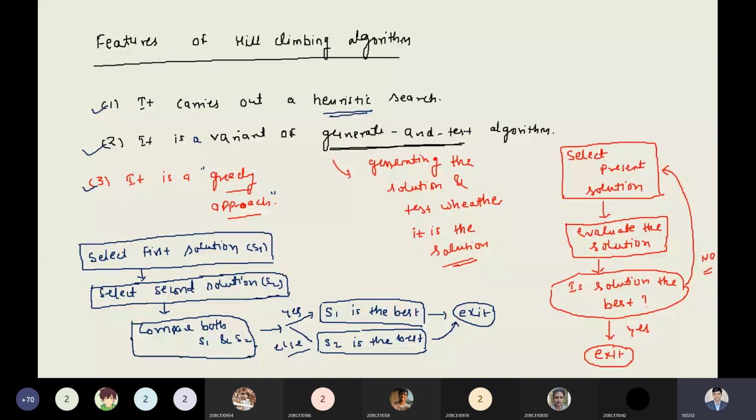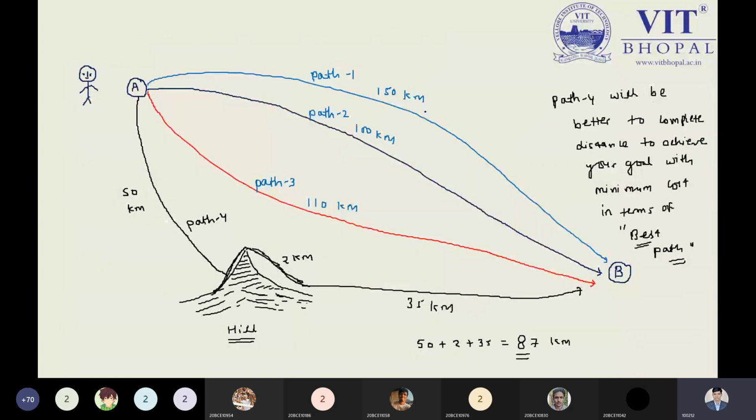We will use this approach, and we also used it in our example. This morning's example we have seen. Why am I choosing path 4? Why am I not choosing path 1, path 2, path 3? Because from path 4, I can get the minimum distance, and I can save my time as well. So here, implicitly, I am following the greedy search approach.